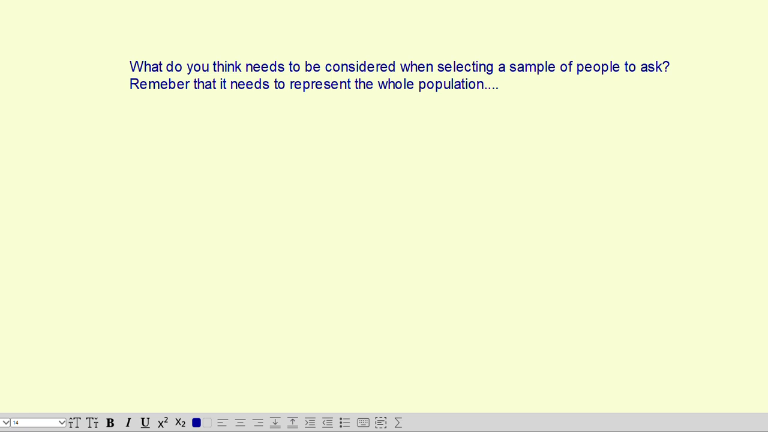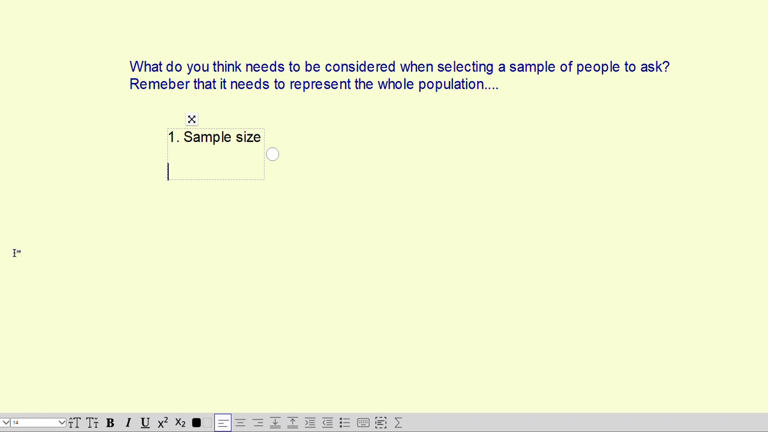Right. What do you think needs to be considered when selecting a sample of people to ask? And we need to remember that it needs to represent the whole population. Pause the video, give that a little think before restarting the video. Okay, so let's see if you came up with any of these points. One of the main things is actually the sample size. You don't want a sample size that's too small because you're not going to necessarily include everyone, but also you don't want a sample size too large because it's then becoming time consuming. So we need to think about the sample size. That's one of the key things.